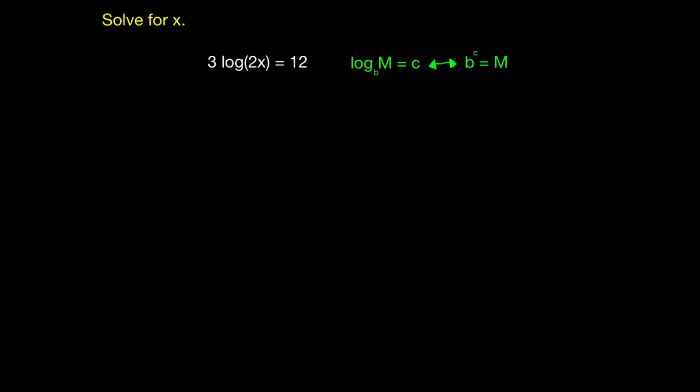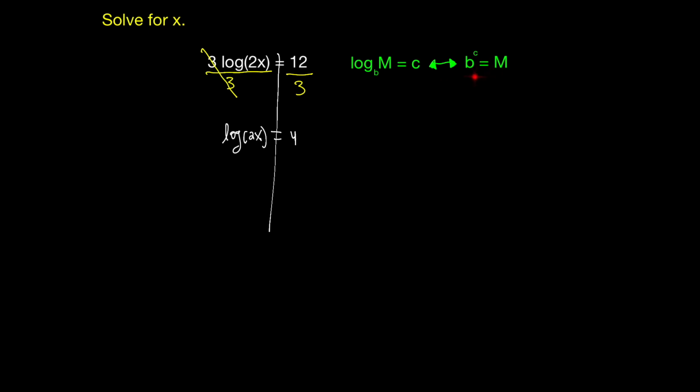But before we do that, something that I notice is that I have a scale factor of 3. I'm going to begin this problem by dividing both sides by that scaling factor. So I'm going to divide both sides by 3. Now on the left hand side, I get log 2x. And on the right hand side, I'm going to get 12 divided by 3, which is 4.